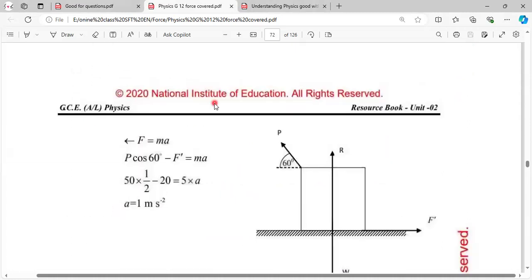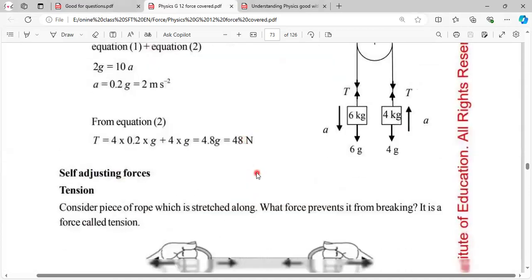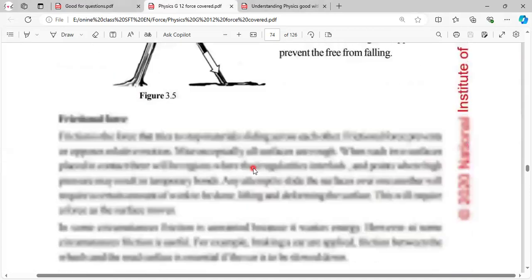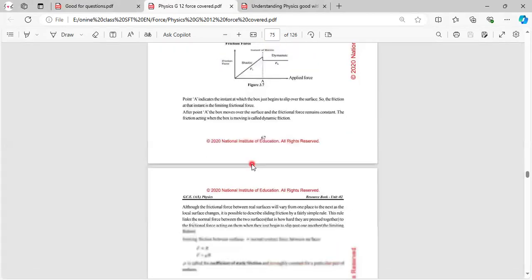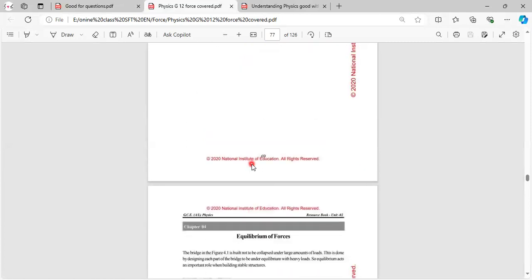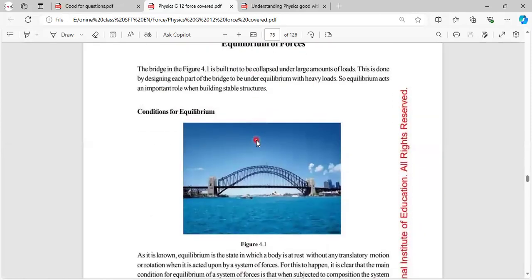Right. In the next week, we will talk about several other parts as well, right? For example, we can discuss the equilibrium of forces, right?